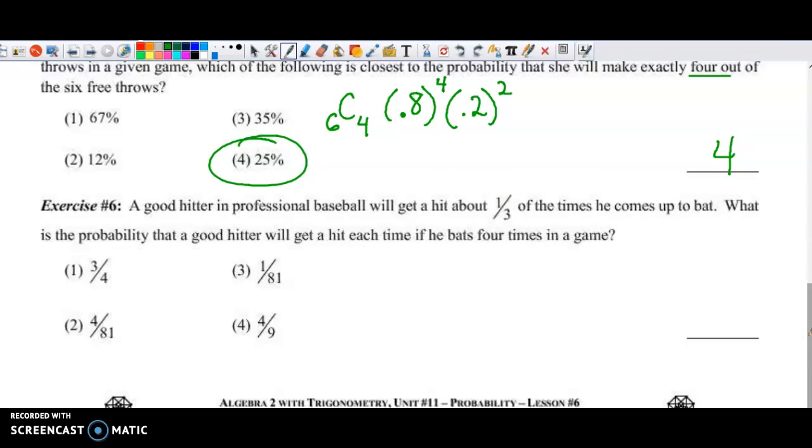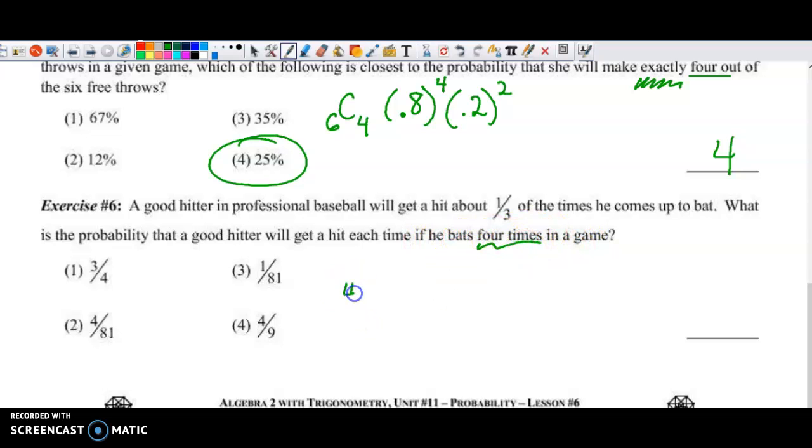And then we have one more. And this time, let me make sure. And that's the thing is you have to be careful because this says exactly 4. And hopefully I haven't missed anything here. But we have a good hitter. We'll get a hit about 1/3 of the times he comes up to bat. What's the probability that we'll get a hit each time if he bats 4 times in a game?